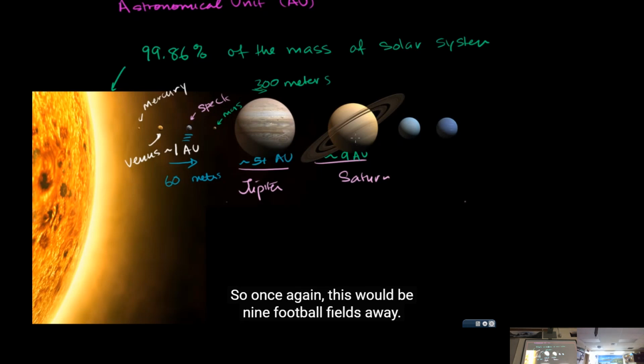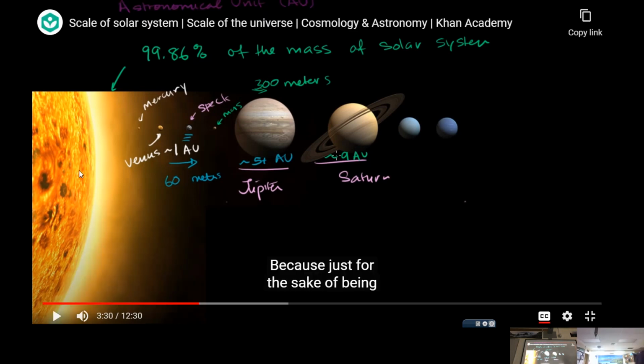So once again, this would be 9 football fields away, or another way to think about it, essentially a kilometer away. If we had a medicine ball sized sun, this little smaller than a ping pong ball Saturn would be a kilometer away. And I just want to reiterate that because you never visualize it that way. So for comparison, if the sun was the size of a basketball, and here it is in my classroom, Saturn would be smaller than a ping pong ball, and it would be down at the beach.